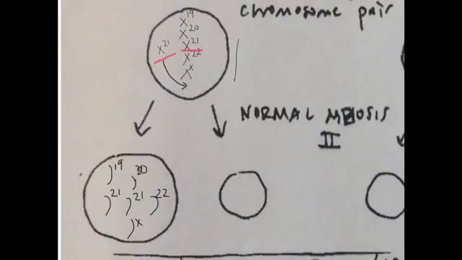Now in this cell over here, I'll have 19, 20, but I will have no 21s. I'll have a 22, and I'll have my X. So you can see how if this egg starts to develop and gets fertilized, that this baby will have an uneven number of chromosomes.